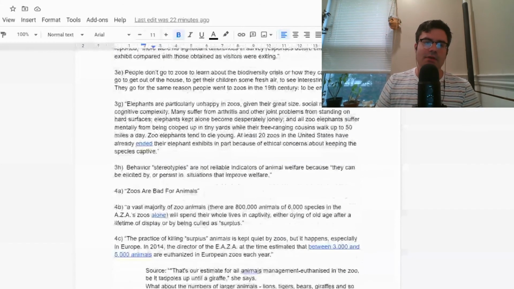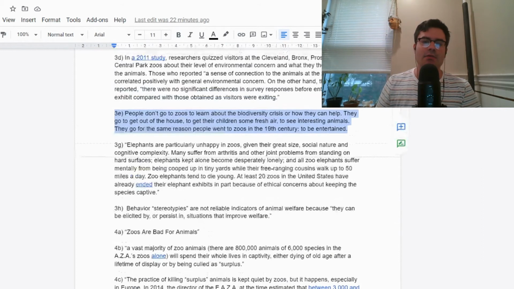So here's an example again from the article. She writes, people don't go to zoos to learn about the biodiversity crisis or how they can help. They go to get out of the house, to get their children some fresh air, to see interesting animals. They go for the same reason people went to zoos in the 19th century, to be entertained. Now, why does this have anything to do with a modal argument? The potential modal problem that I see here is she acts as if these are mutually exclusive possibilities. But these seem to me to be compatible possibilities, that people can go to the zoo to be entertained and also to learn about the biodiversity crisis. What would be the priority motivation?